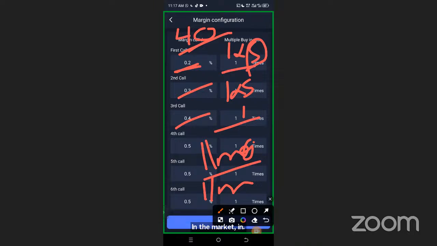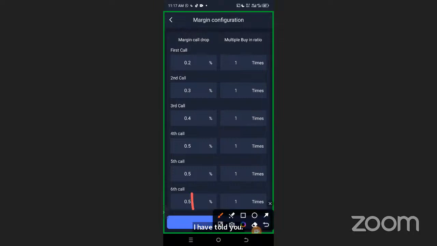I have told you that you can even set 11 margin calls and the robot will only buy 2. You can set 11 margin calls and the robot doesn't buy any. After setting, the market just goes up, and the robot sells without buying margin calls because the market has not dropped. So that is another setting.